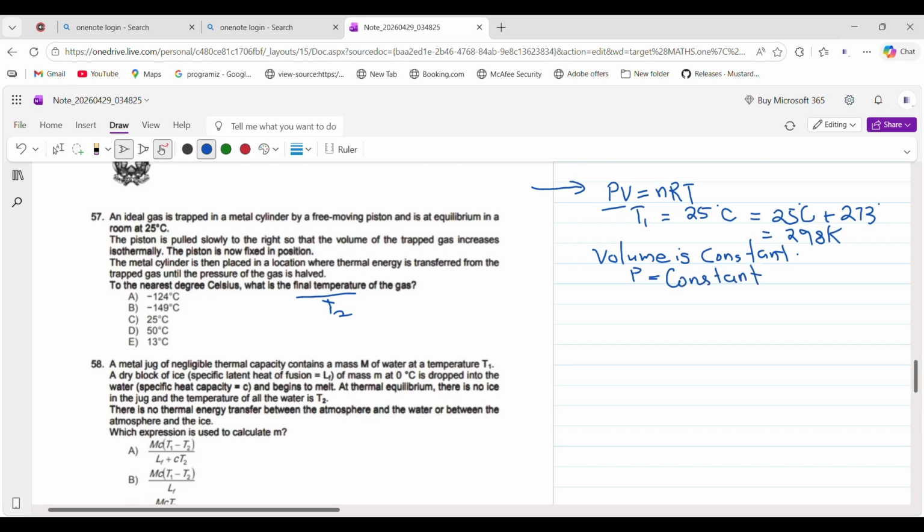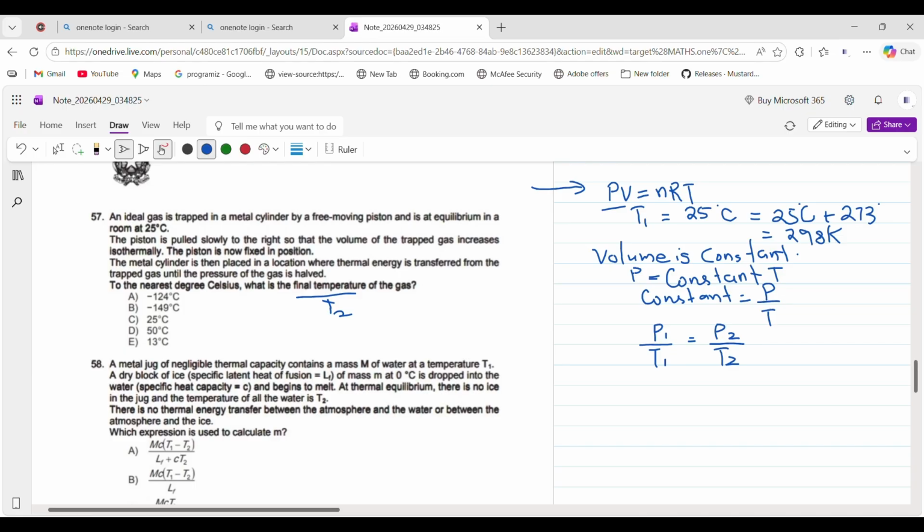And T is the temperature, right? T is the temperature. Now if I have to find the constant value, what it comes out to be, pressure divided by temperature. Now you have two temperatures and two pressures, which means P1 by T1 equals P2 by T2.